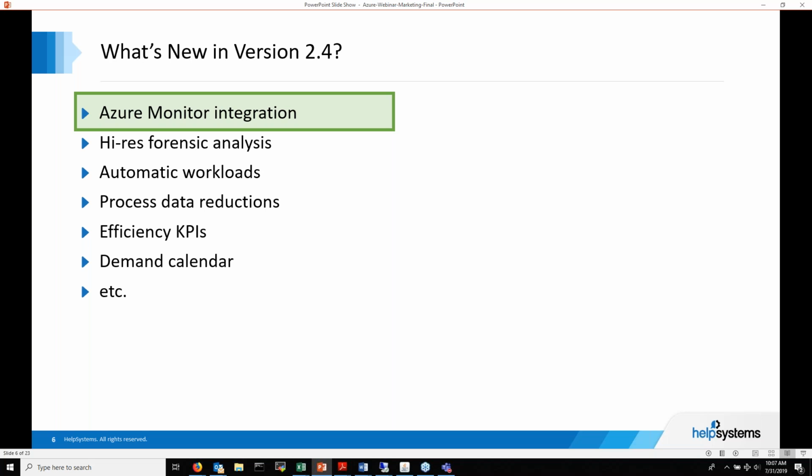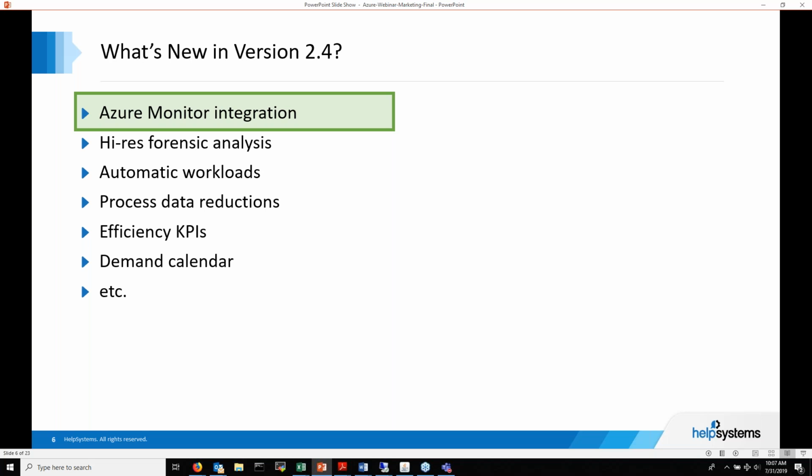And then the last thing we have listed here is a demand calendar. This is an opportunity for you to capture information from the business about what their intentions are for service delivery and other activities, and keep that alongside the monitoring and planning data within the Vityl Capacity Management solution itself.